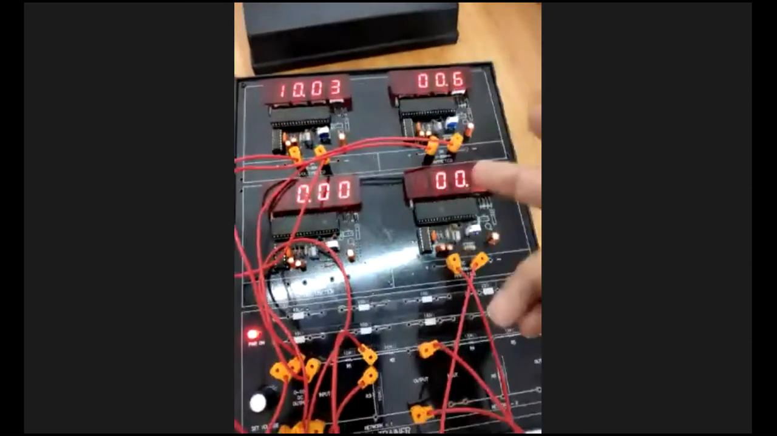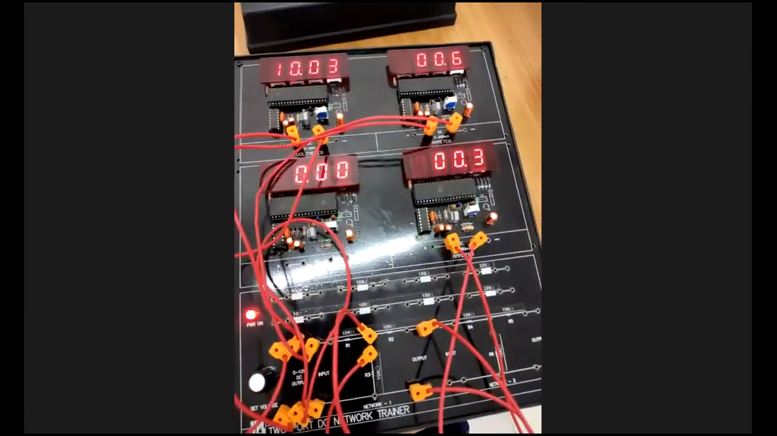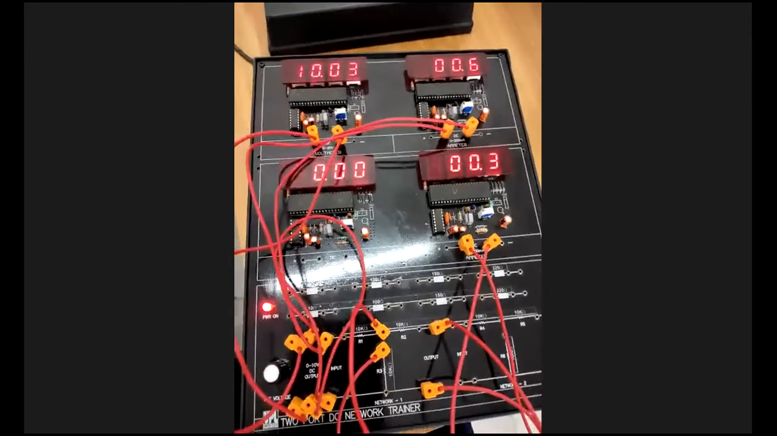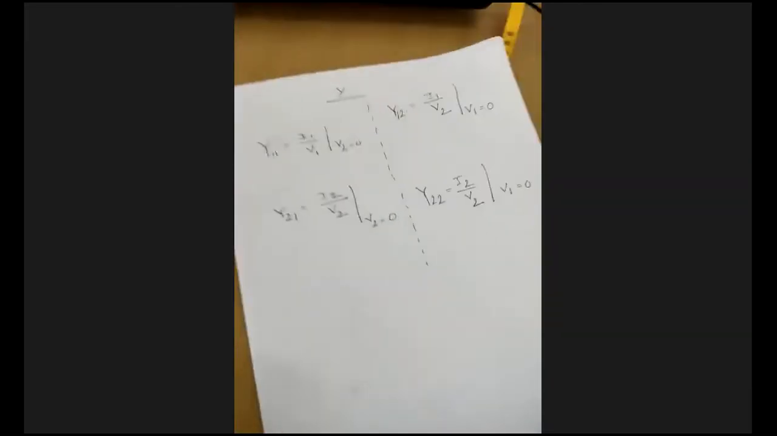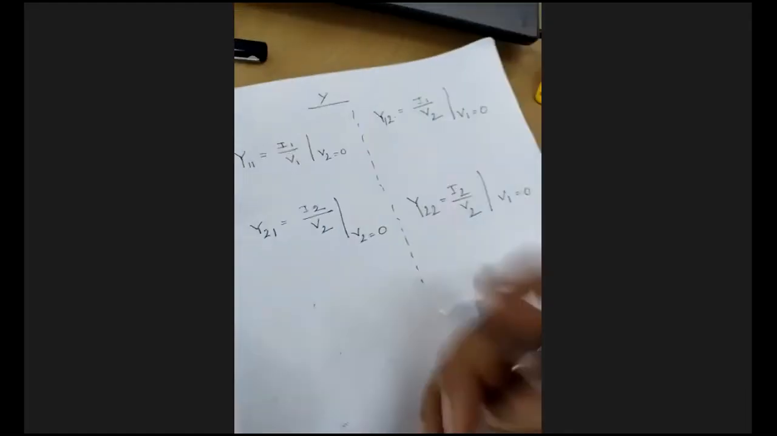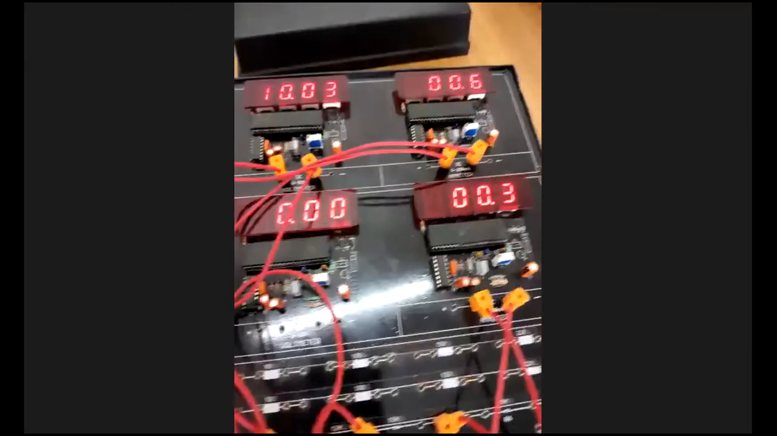Then note down the values: V1, I1 and I2. Note down these values and calculate. I am also calculating. You guys also note down the values and calculate. Take out the scientific calculator, calculate the values, and calculate the current in milliampere.